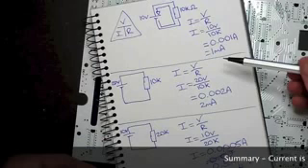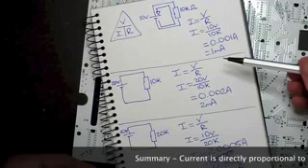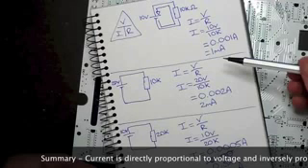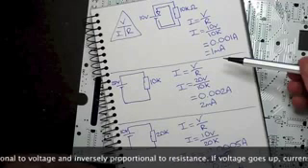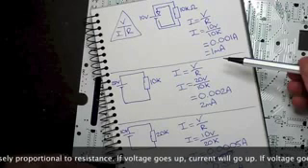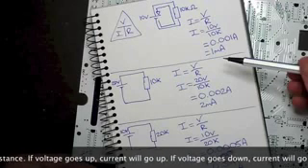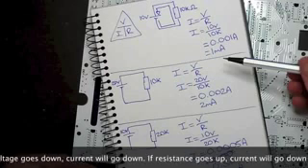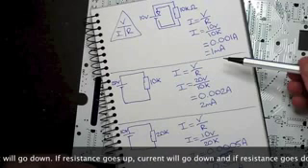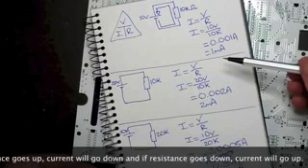So to summarize, current is directly proportional to voltage. It is inversely proportional to resistance. If voltage goes up, current will go up. If voltage goes down, current will go down. If resistance goes up, current will go down, and finally, if resistance goes down, current will go up.